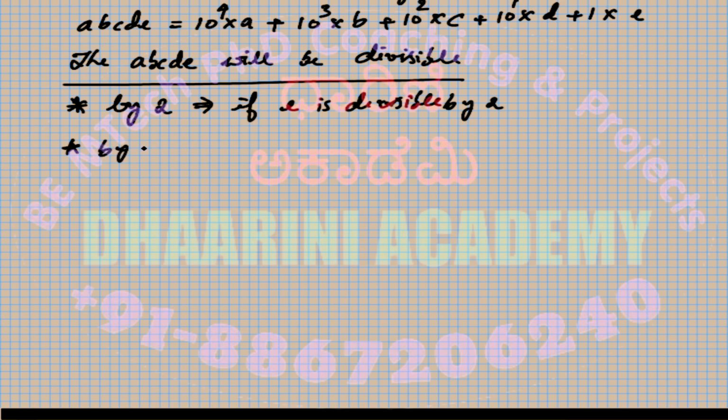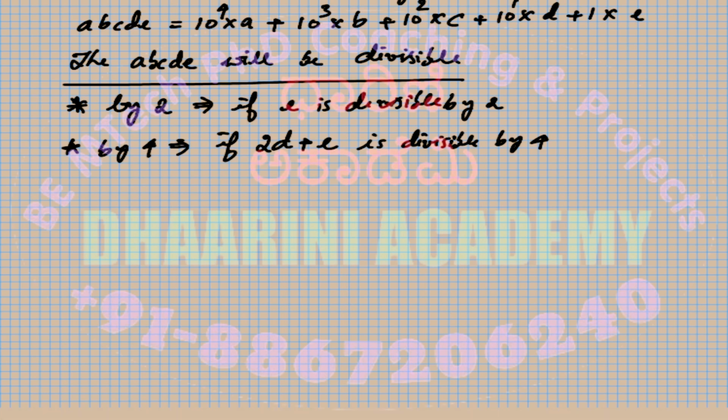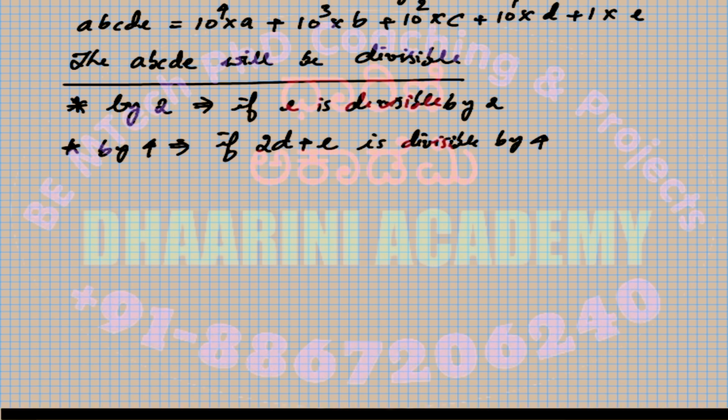This is divisible by 4. What is the condition? If 2 times D plus E, multiply whatever D you see by 2, plus E, perform this. If this answer is divisible by 4, then yes. Say for example 24, whatever the number is, you take the last 2 digits, which are 24. So 2 into 2 is 4, plus 4 is 8. 8 is divisible by 4. That's why 24 is divisible by 4.